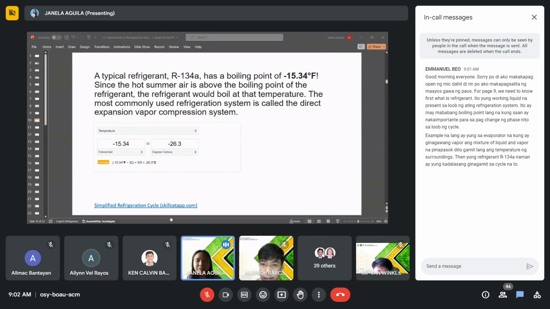A typical refrigerant R134A has a boiling point of negative 15.34 degrees Fahrenheit. Since the hot summer air is above the boiling point, the refrigerant would boil at that temperature. The most commonly used refrigeration system is called the direct expansion vapor compression system.